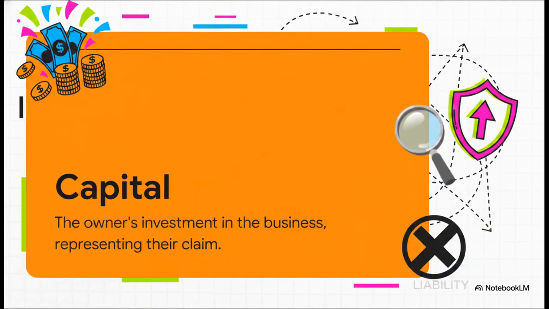So you might be wondering, where does the owner's skin in the game actually fit into all this? Well, that is your capital. It represents the owner's investment and their ultimate claim on the business. Now, remember this, and this is huge. When you see a scenario talking about an owner's investment, absolutely do not classify it as a liability. A liability is an obligation owed to outsiders. Capital is what the business technically owes back to the owner themselves. It's a subtle distinction, but trust me, they love testing it.